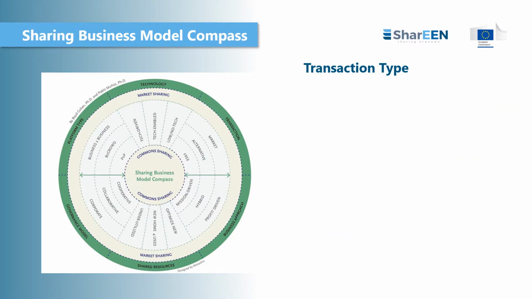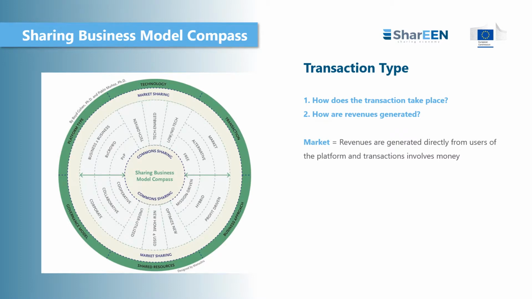Sharing is, besides an economic concept, also a social concept. This allows a sharing platform to organize transactions in ways that differ from the traditional market approach. When considering the transaction type, it's important to consider these two questions. How does the transaction take place, and how are revenues generated? The Compass identifies three main variations in transaction types, starting with the market transaction. This is the most familiar and therefore the most used form of transaction. In this way, the resources are temporarily acquired in return for a fee.